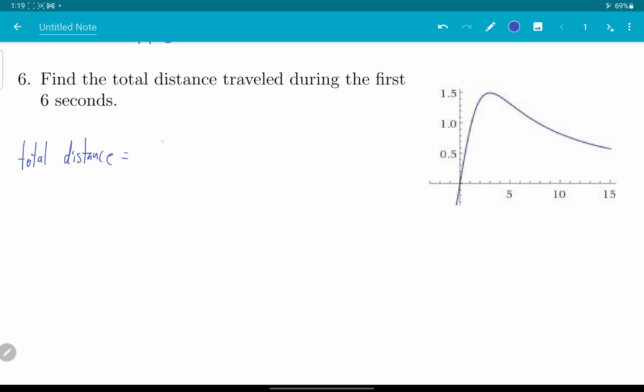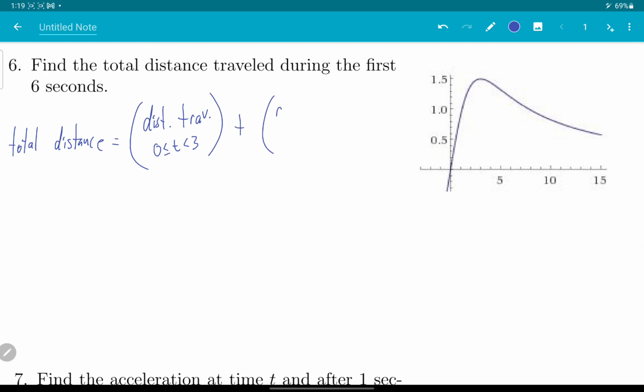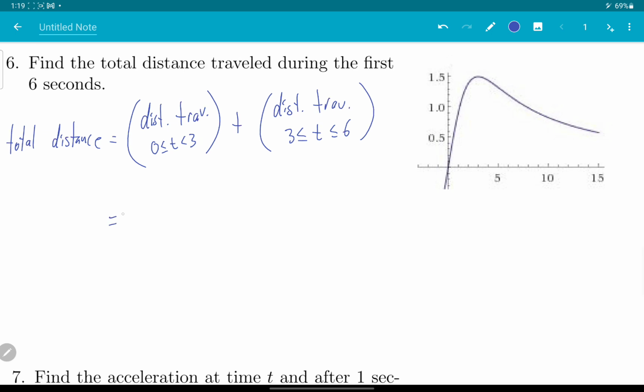Total distance is distance traveled from 0 until 3 plus the distance traveled from 3 to 6. So for 0 to 3, I'm moving forward, so no issues there. I just go final displacement minus initial displacement.